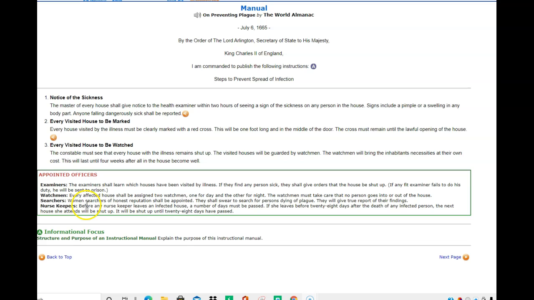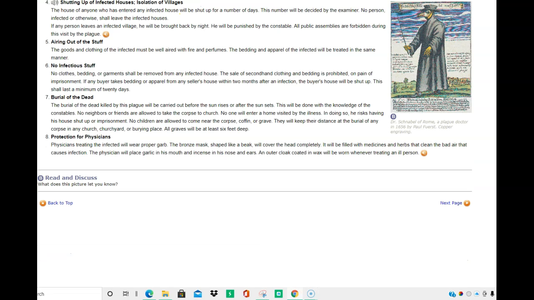Searchers. Women searchers of honest reputation shall be appointed. They shall swear to search for persons dying of plague. They will give true report of their findings. Nurse keepers. Before any nurse keeper leaves an infected house, a number of days must be passed. If she leaves before 28 days after the death of any infected person, the next house she attends will be shut up. They will be shut up until 28 days have passed.